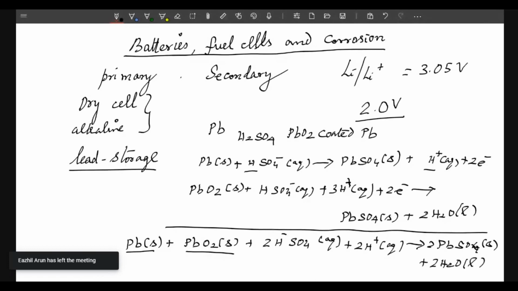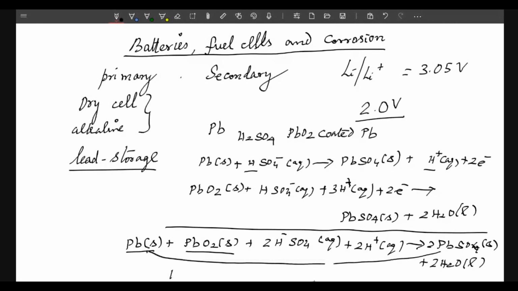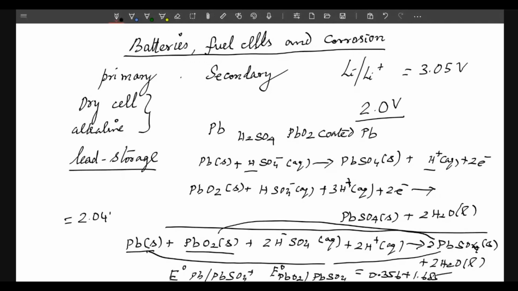For the voltage, lead solid is converted to lead sulfate, so the reaction taking place has E naught of Pb, PbSO4. And the other reaction is the reduction, in which lead dioxide is converted into lead sulfate, PbO2, PbSO4. For the oxidation the potential is 0.356 and the reduction potential is 1.685, so the value is 2.041 volt. We normally call this the lead storage battery. Each cell gives a 2 volt output.